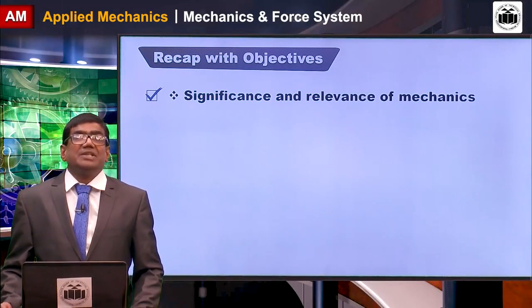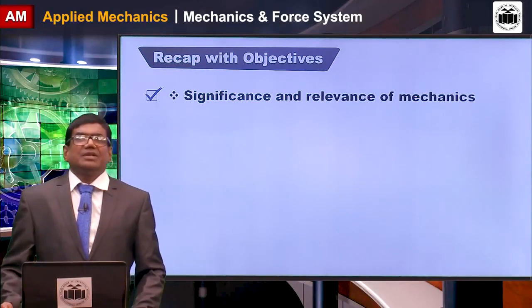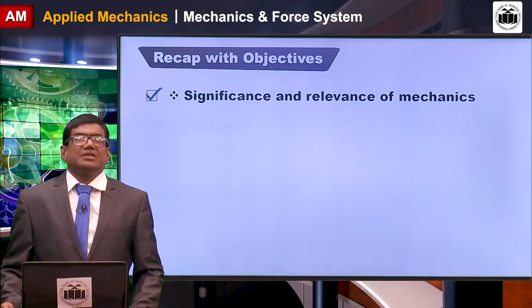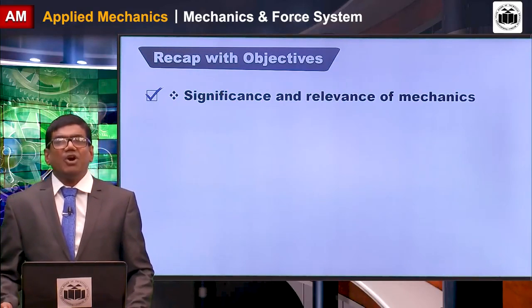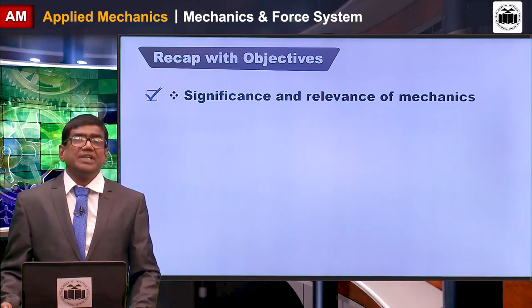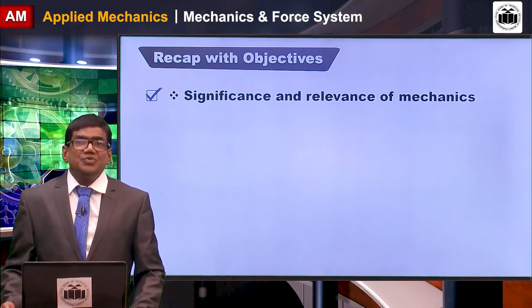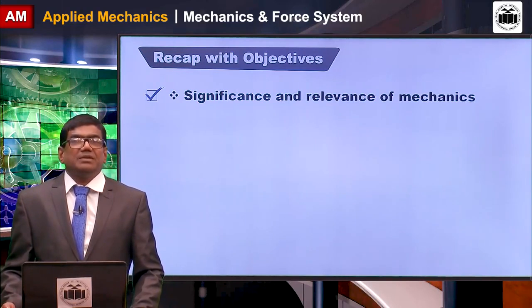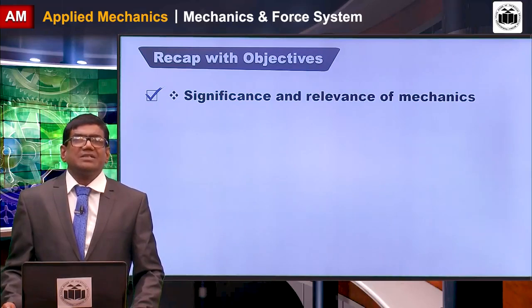Significance and relevance of mechanics. We have seen up to this, the mechanics is the branch of engineering which deals with study of various laws, principles, theorems of mechanics to be applied for solving various engineering problems, and its significance is that once you know the knowledge of applied mechanics, it becomes very easy to analyze, plan and design structure.